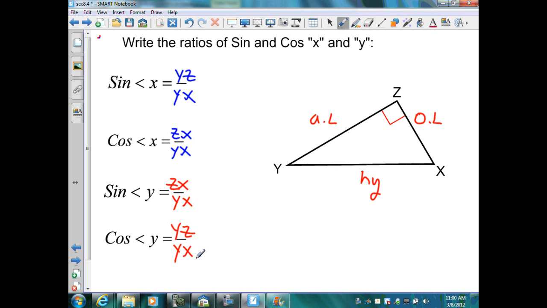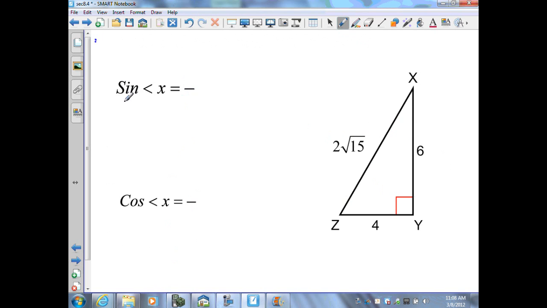which is YX. On the next example, they want us to determine the sine of angle X and the cosine of angle X. We first need to identify the sides compared to angle X. Here, I have angle X. Y is my right angle. Therefore, 2 square roots of 15 is going to equal the hypotenuse. And with angle X, I have the measure of 6 representing segment XY being the adjacent leg. It's the one that helps form angle X. It's the one closest to it. Therefore, the measure of 4, which represents segment ZY, will be the opposite leg.